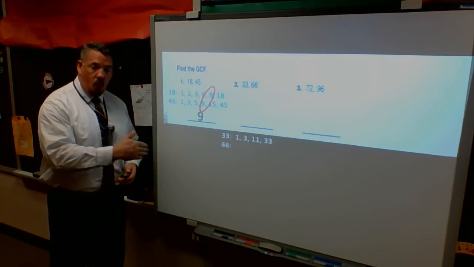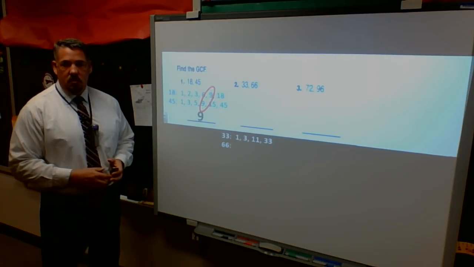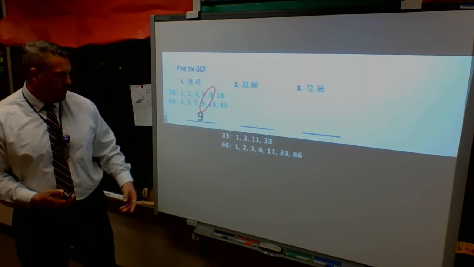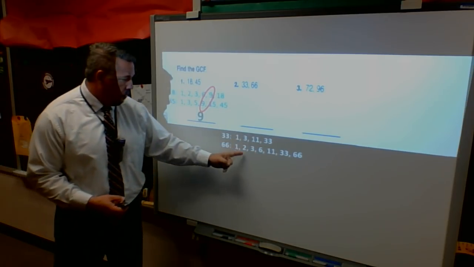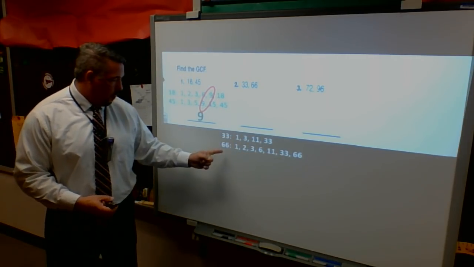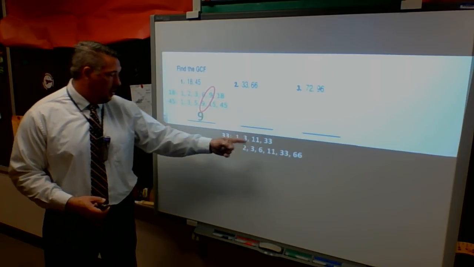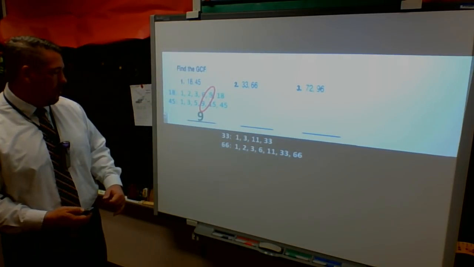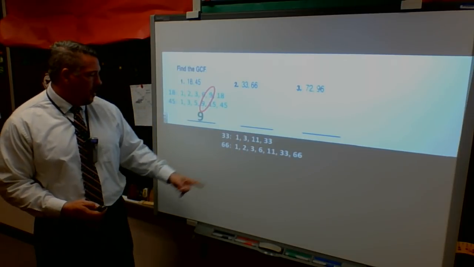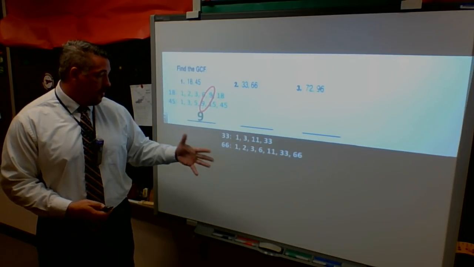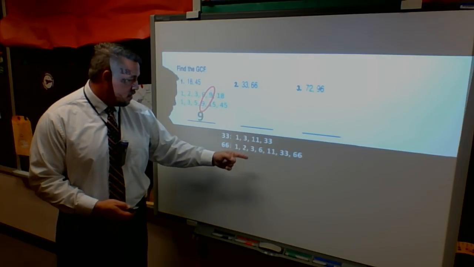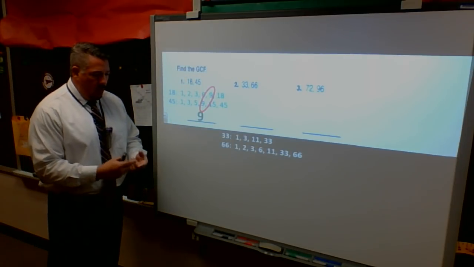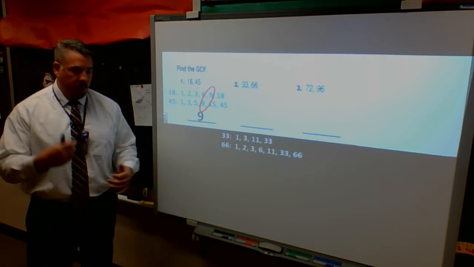On 66, I have 1 and 66, and then anything else is going to go in between. I know automatically 2 is going to go into it because it's an even number, so I'm going to have to include that one. So 1 and 66, 2 and 33, all right. 3, well, 3 goes in. Oh, I skipped one. There should be a 22 in there. I apologize. So it should be 3 and 22. 4, no, 4 doesn't go in evenly. 5 doesn't end with 5 or 0, so that doesn't work. 6, yes. Once again, multiplication of doubles, so 6 times 11. So I should have 1, 2, 3, 6, 11, 22, 33, and 66.